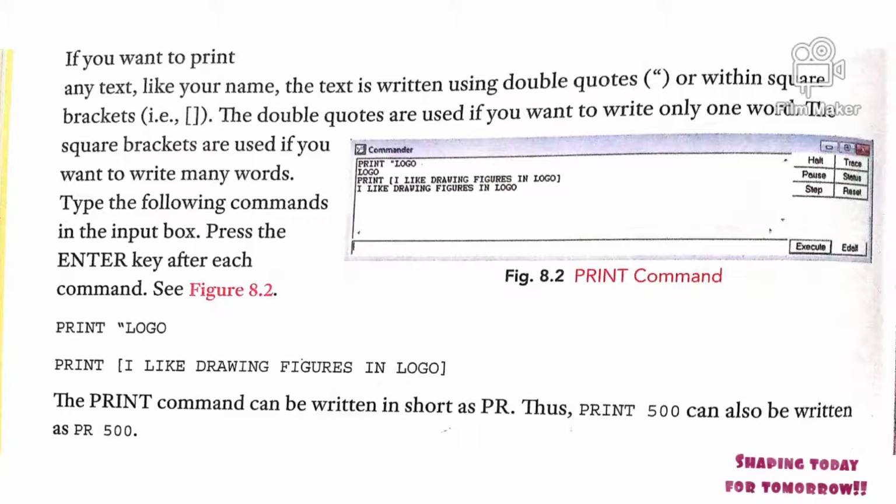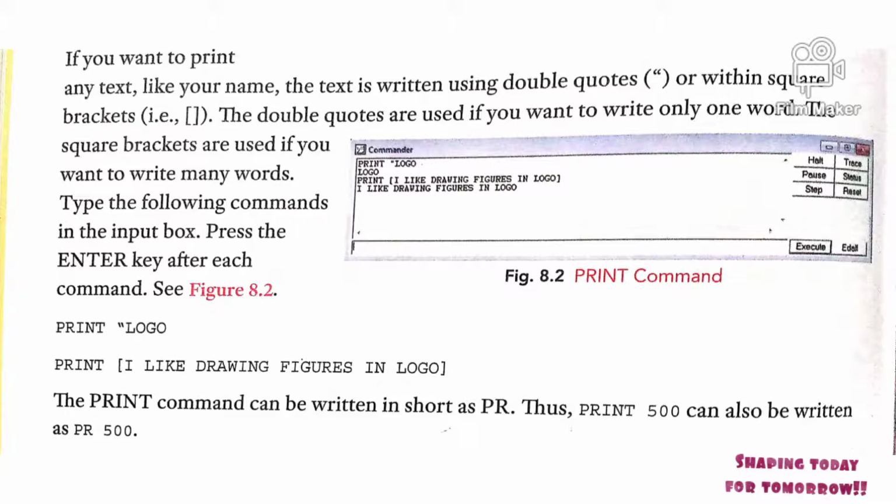The square brackets are used if you want to write many words. So if you want to write many words, like a sentence, a complete line or a paragraph, you have to use the square brackets. Type the following commands in the input box. Press the enter key after each command. So students, when you are done with one command, you have to press the enter key. After that, you have to give the second command. You can see this in figure 8.2 also.